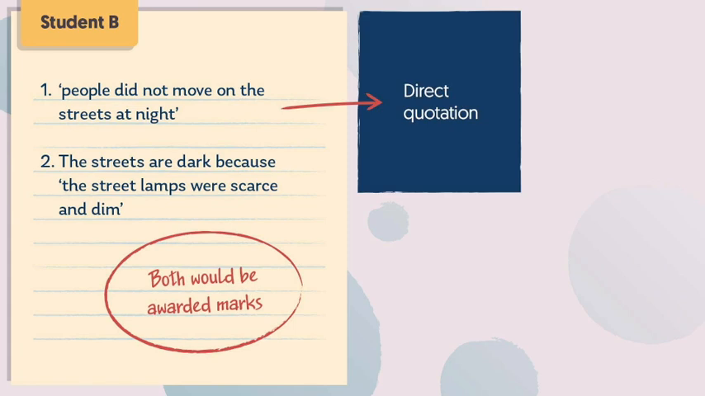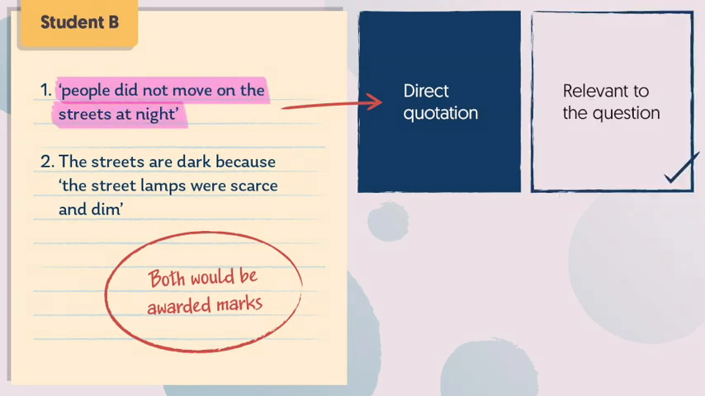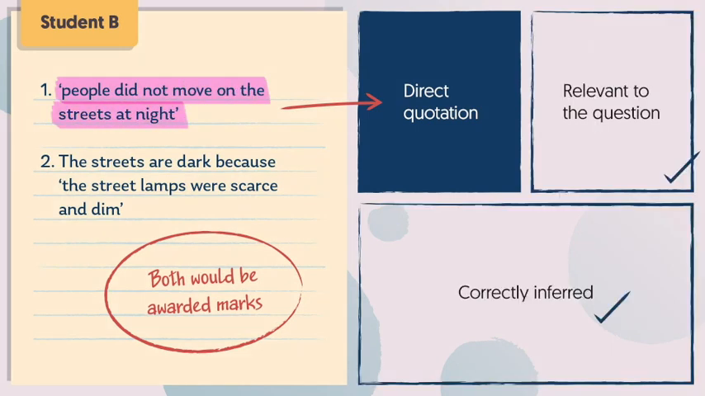The first answer uses a direct quotation from the text, "People did not move on the streets at night," which is relevant to the question. The student has correctly inferred that people don't go out at night because the area is dangerous and therefore frightening.